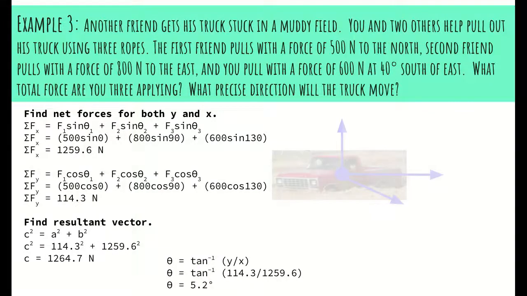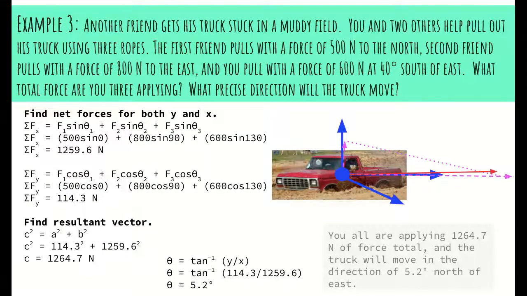Last one here, example 3. We have a person that got his truck stuck in a muddy field. You and 2 others are trying to help pull out his truck using 3 ropes. Your first friend has a force of 500 newtons to the north. Second is 800 newtons to the east, and you are pulling with a force of 600 newtons at 40 degrees south of east. What total force are you 3 applying, and what direction will the truck move?